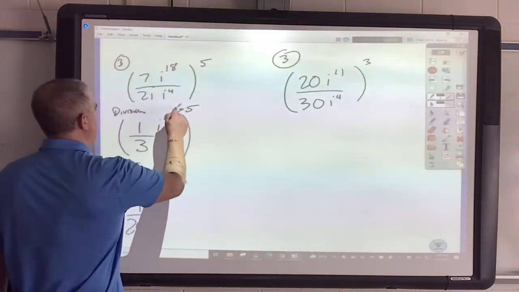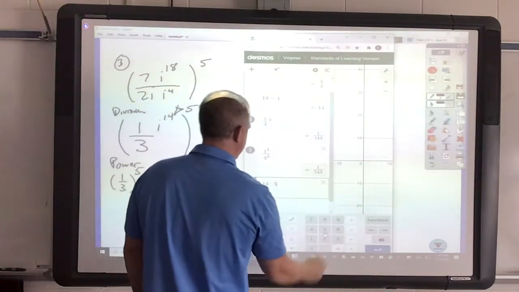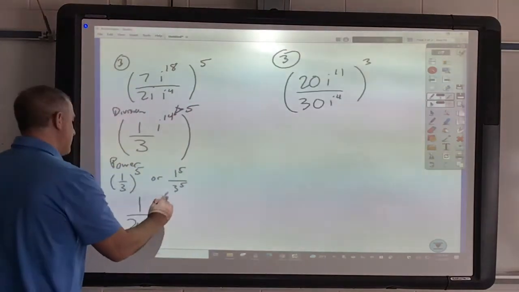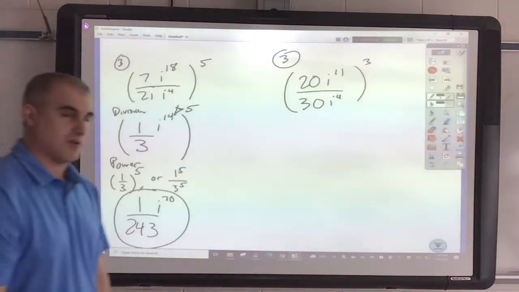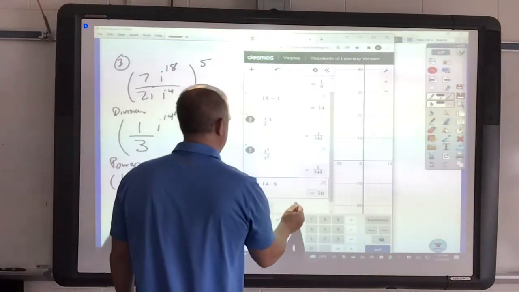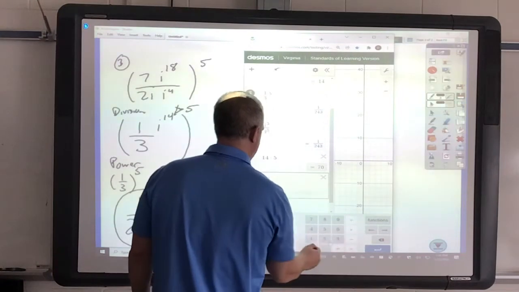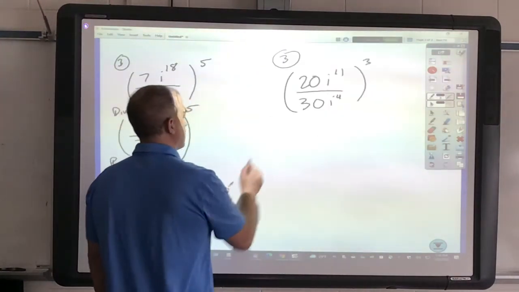I still multiply these, so I have 14 times 5, which is i to the 70. Now, since 70 is positive, that would stay up top. All right, this one, I would do 20 divided by 30, as a fraction, that would be 2/3.